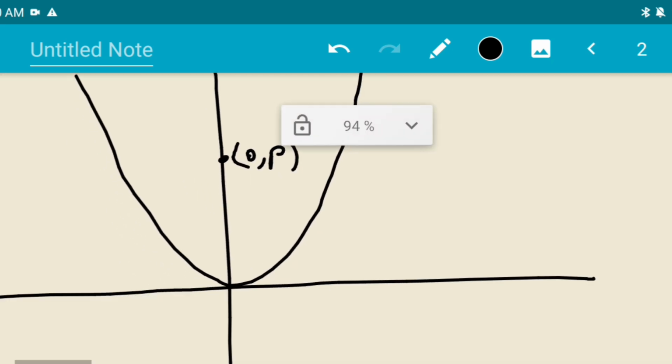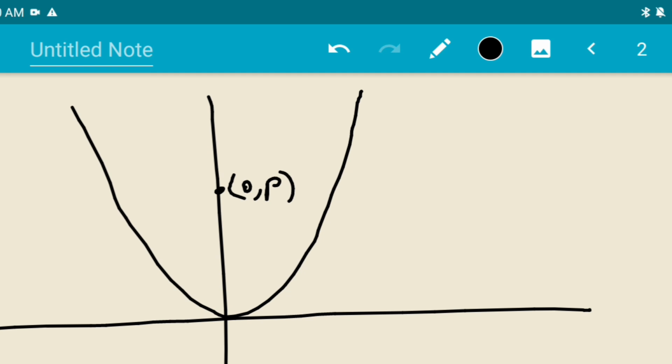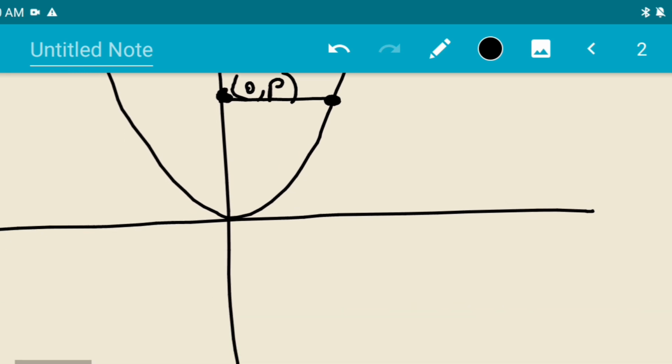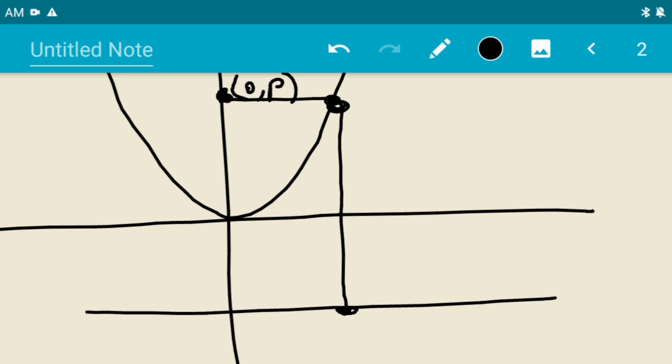Okay, that is where the foci is located. Then remember what we discussed last time. The distance from the foci to some point here on the parabola is the same distance as from here all the way down to the directrix, which is located at the bottom there.